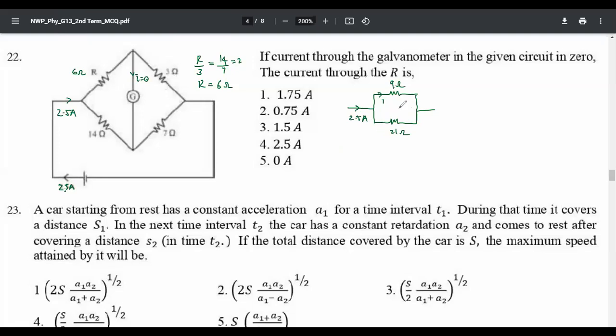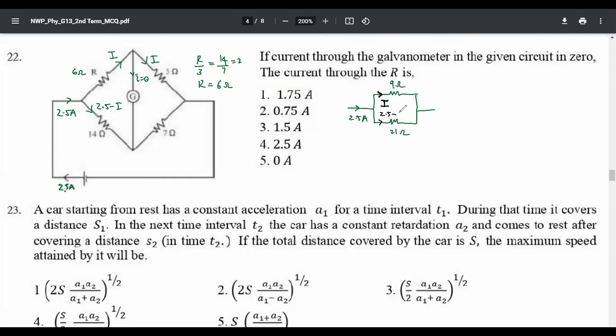Now we are supposed to find the current through R. So if I take that current as I, same current will be flowing through 3 ohm also, because no current is going through here. And what is the current through this one then? It will be 2.5 minus I. Okay, so here the current is 2.5 minus I. Here the current is I, and here the current is 2.5 minus I.